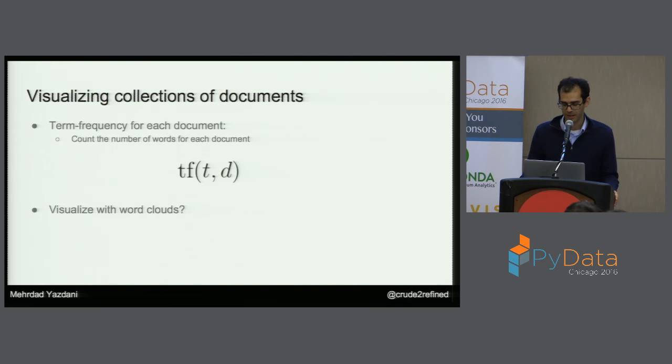Okay, so now I'm going to switch gears to looking at collections of documents. That was images, but the pipeline is essentially the same. You load your files and you extract some sort of feature, and then you visualize it with PCA or some dimensionality reduction technique. In the case of documents, one of the most popular features is the term frequency feature, which counts the number of words that occur in each document, and so you get one long feature vector that depends on the number of words in your vocabulary.